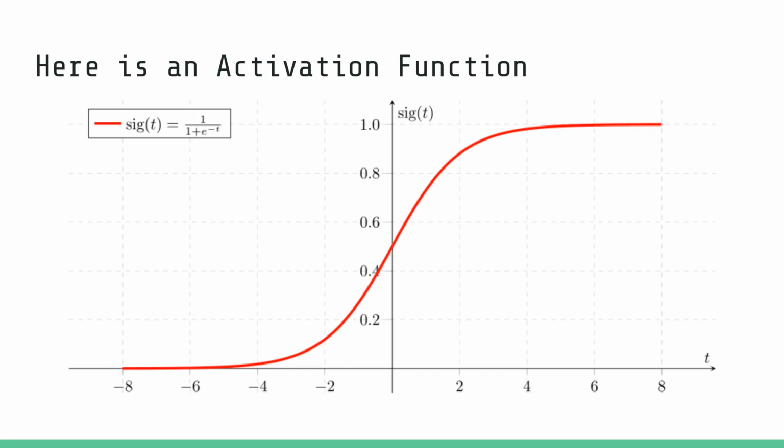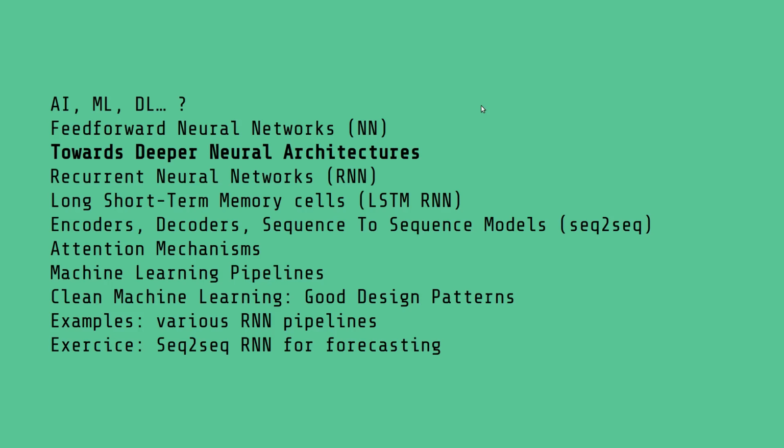So here's an activation function as promised. Here it varies from 0 to 1 for the outputs, and for the inputs we see that it kind of clamps them. So when we have values near 0, then it moves linearly, but as we get values toward plus infinity or minus infinity, then it has a tendency to clamp them between 0 and 1. So this is the most known activation function probably, and there are a few other ones that are similar. So let's see how to get towards deeper neural architectures.